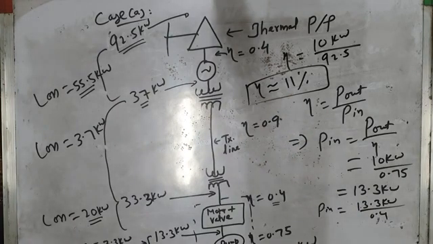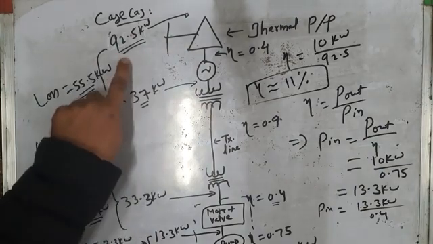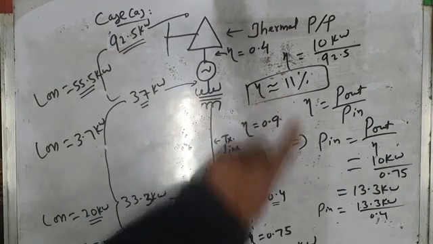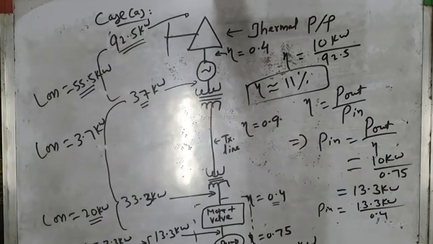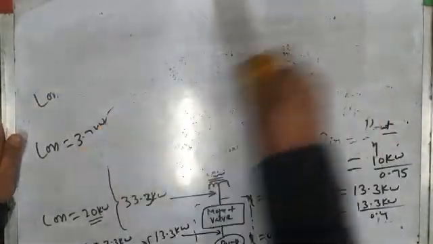That means for driving this 10 kilowatt pump, you need to have a power at the thermal power plant of 92.5 kilowatt. So this gives a very poor efficiency, 11%. Can we improve the efficiency of the system? Yes, by using modern power electronic converter based motor driven pump. That I will discuss with you in case B.